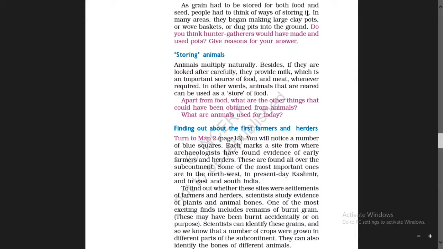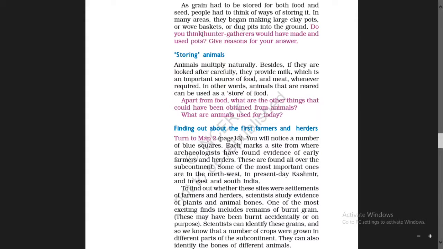So now, how to store it, to make godowns, to keep it, that is also needed. In many areas, they began making large clay pots with mud. Clay means wet mud. So people began to make large clay pots or baskets or dug pits into the ground. So either by making clay pots, woven baskets, or by digging pits into the ground, they used to store it there.